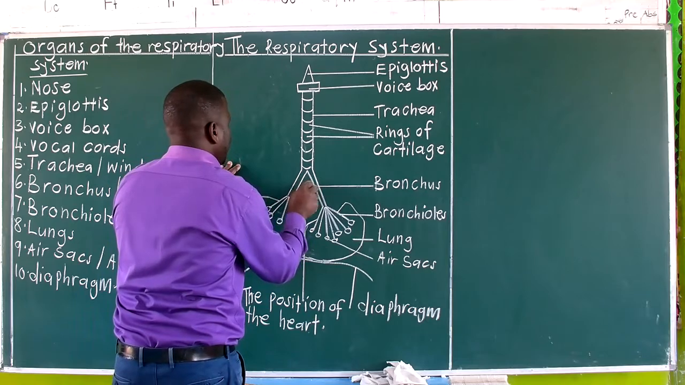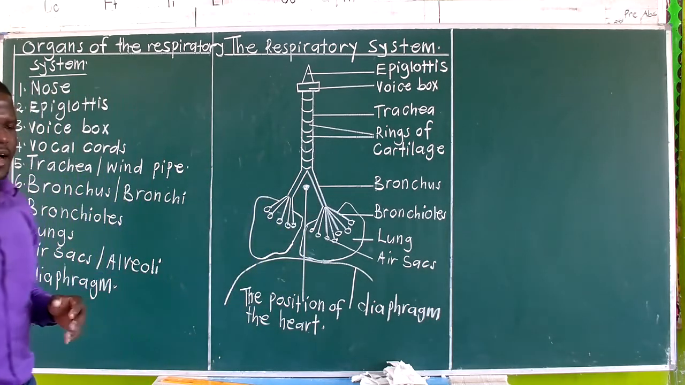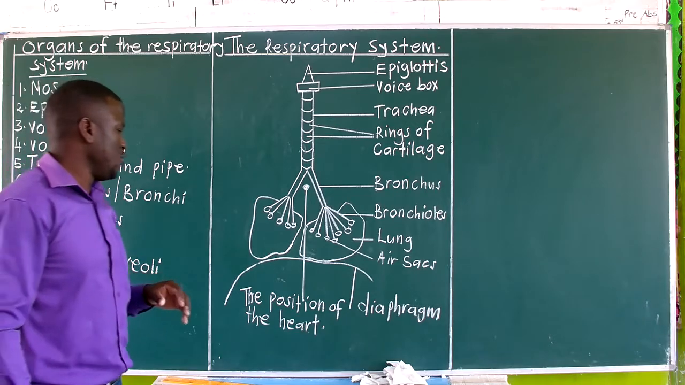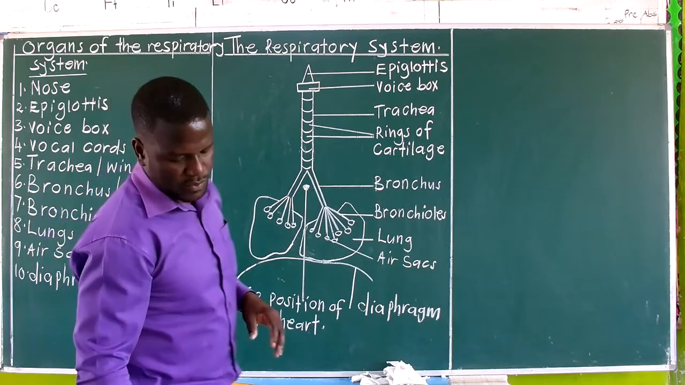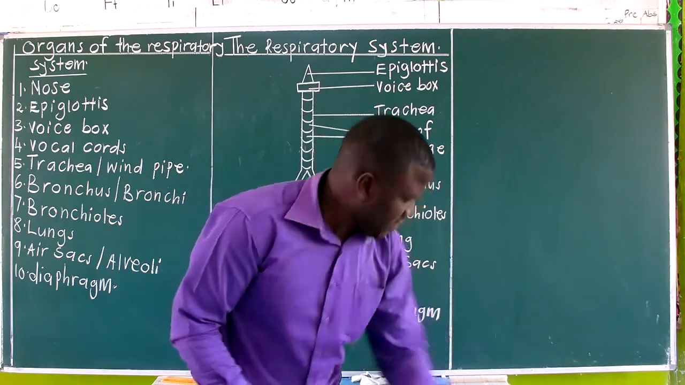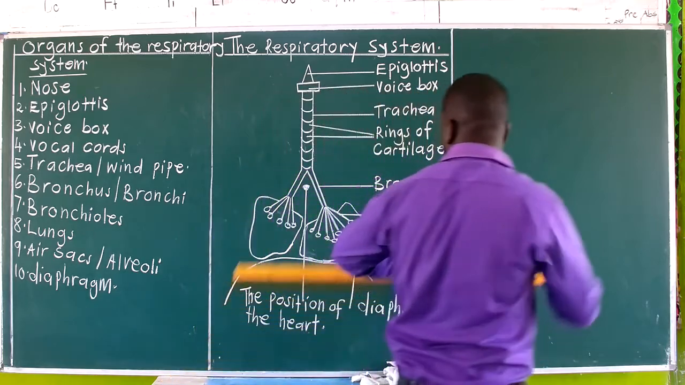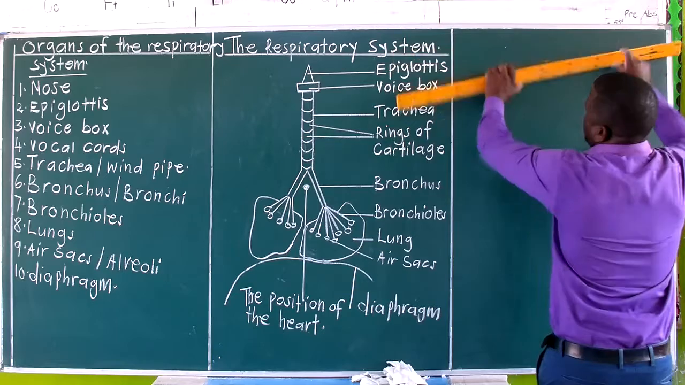So this part here is the position of the heart. That's where the heart is located in the human body. It is the chest cavity. So that's the position of the heart. So we start looking at the importance of each part. We shall begin with the nose.